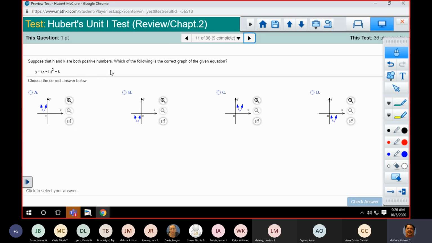All right, which one? Let's see. Suppose that h and k are both positive numbers. Which of the following is correct? Positive numbers. Well, that would still be negative. So that would be to the right and down. Right and down. I say delta.